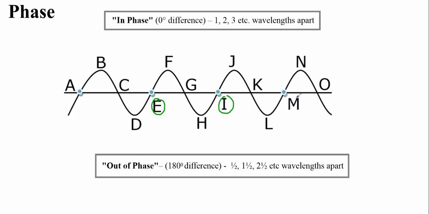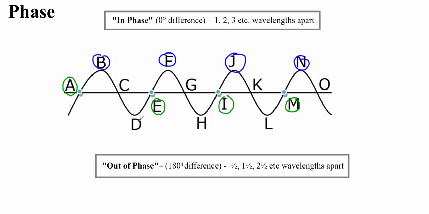Continuing, M. M is in phase with A. All of these that are circled in green are in phase with each other. So M is in phase with I, M is in phase with E, E is in phase with I, all of them with A. They're all in phase with each other. I could continue up on the crests. B, F, J, and N are all in phase with each other. They're all whole wavelengths apart.